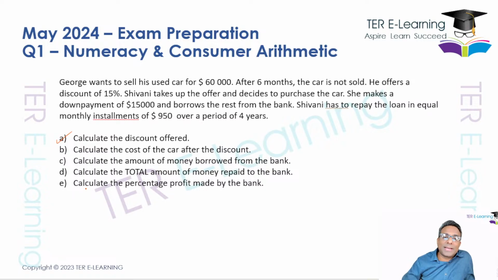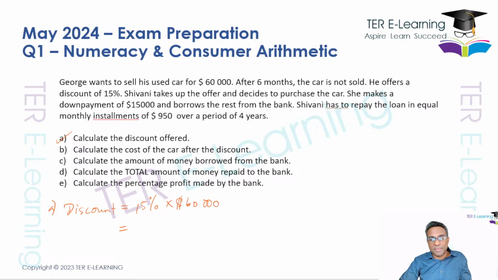So the first part, calculate the discount offered. Remember, George is having trouble selling the car. So we just want the discount. The discount is 15%, so it's going to be 15% multiplied by the original asking price, which is $60,000. That's the same as saying 15 over 100 multiplied by 60,000. That's going to be 9,000.